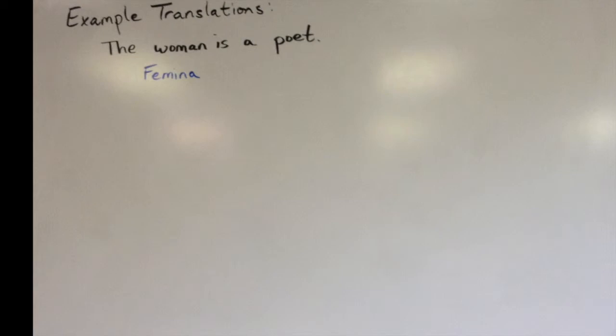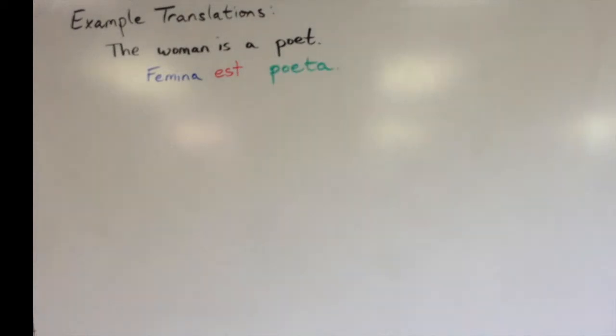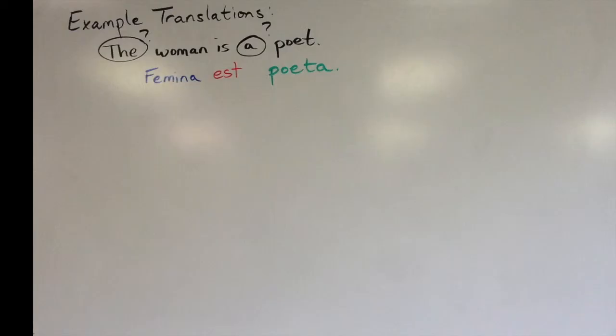Now since we've got the word is, we're going to use the word est to translate it. And finally, on the other side, the word poet is also singular, and so that will also end in an a and be poeta. Make sure that you write all of that example down in your notes. Now, as you look at this, you may be noticing something. Where did the words the and a go? And the answer is something that you're going to want to put in the margins of your notes.